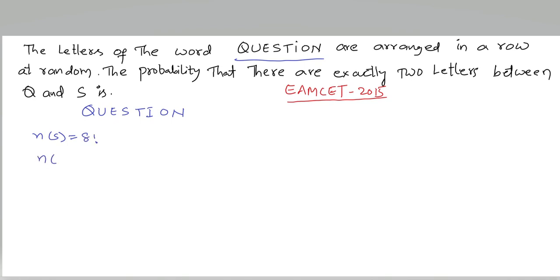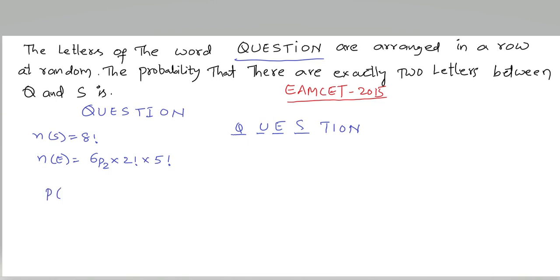And n of E is equal to, in between Q and S, there are 2 letters that can be arranged out of 6 letters. This can be arranged in 6P2 ways, into these 2 letters they can be arranged in 2 factorial ways. So Q _ _ S is taken as 1 pack and the remaining 4 letters. Total is 5. These 5 can be arranged in 5 factorial ways.